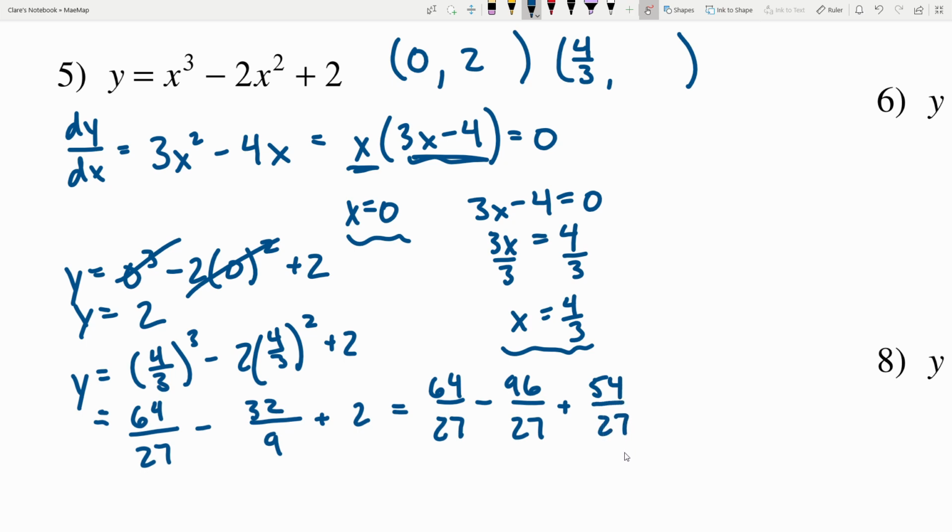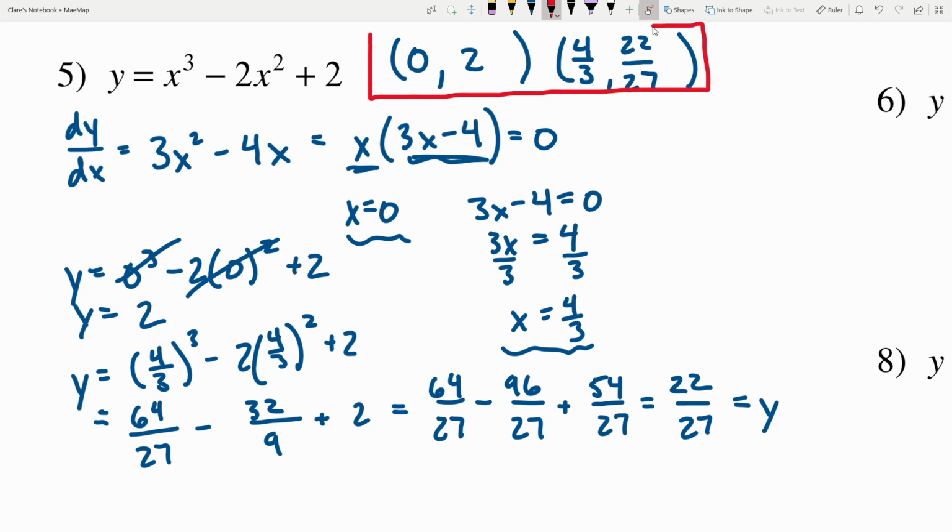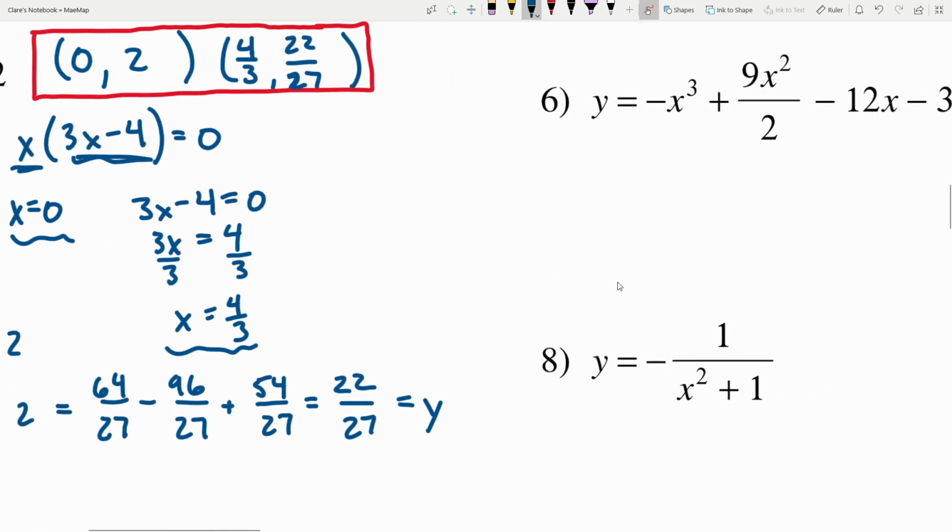So I have 64 minus 96 plus 54. That's going to leave me with a positive 22. So 22 over 27 will be the y value for when x is 4/3. So 22 over 27 is my y coordinate. So my two points where I have a horizontal tangent line are (0, 2) and (4/3, 22/27). Let's move on to number 6.